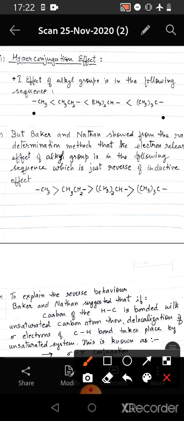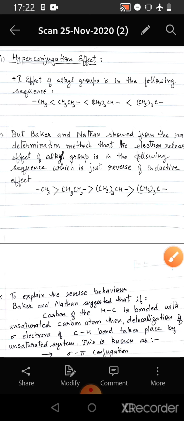But Baker and Nathan showed from the reaction rate determination method that the electron releasing effect of the alkyl group is in the following sequence, which is a reverse of the inductive effect. That is, the methyl group has the highest electron releasing effect, and the tert-butyl shows the minimum electron releasing effect.